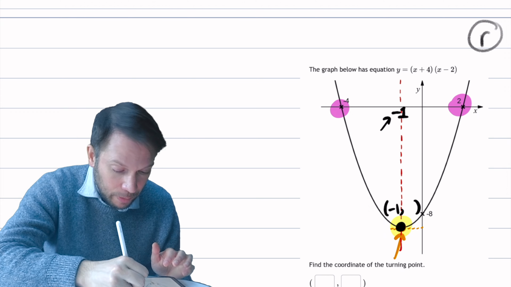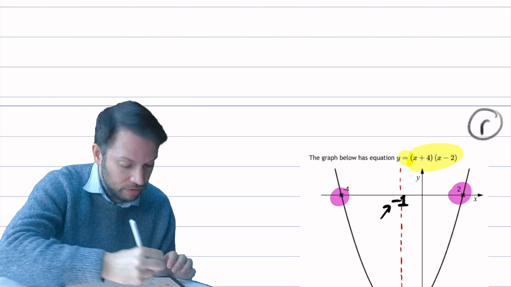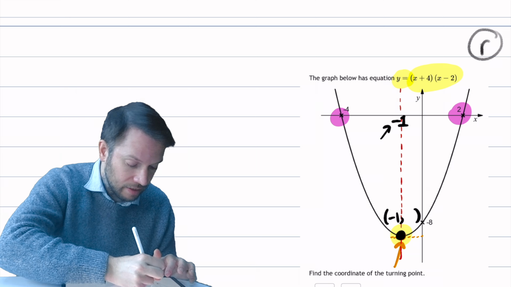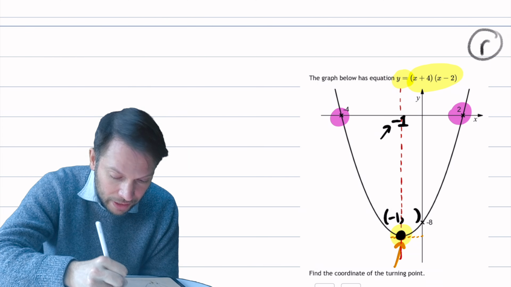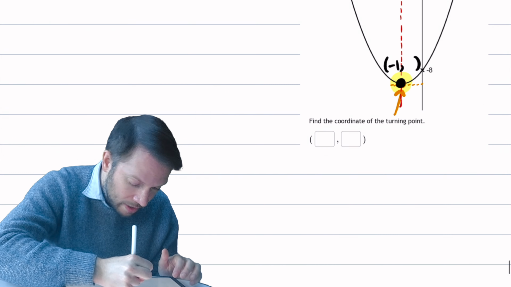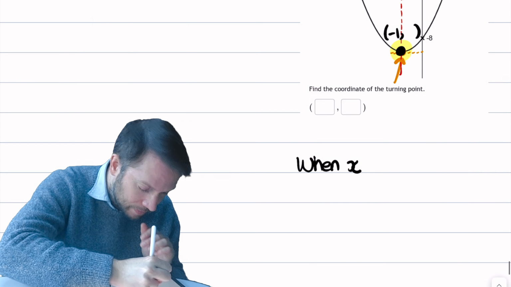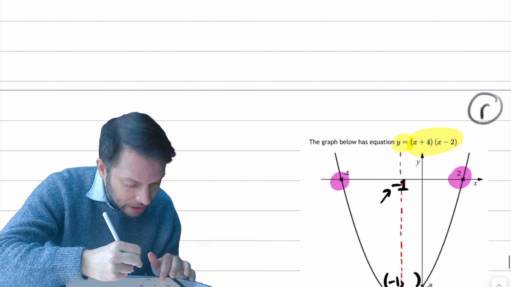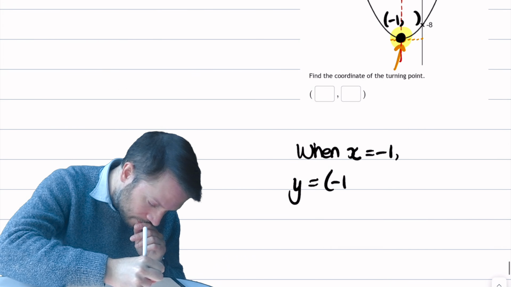Now, helpfully, we're given the equation of this quadratic graph. It's y equals x plus 4 times x minus 2. So if we know that the x value is -1, we can just substitute it into this equation to find the value of y. So let's do that. When x is equal to -1, that's the point of interest, then the y value is going to be, well, it's x plus 4, the x plus 4 here, so -1 plus 4.